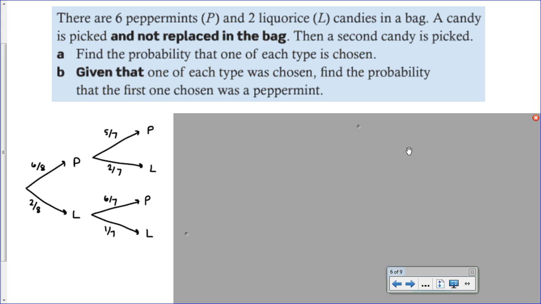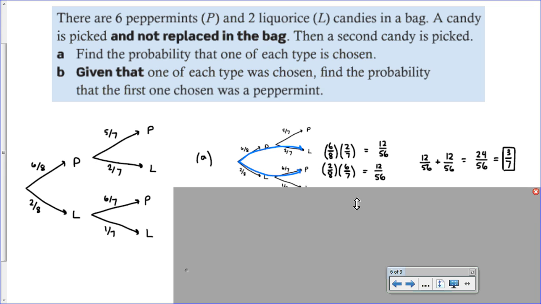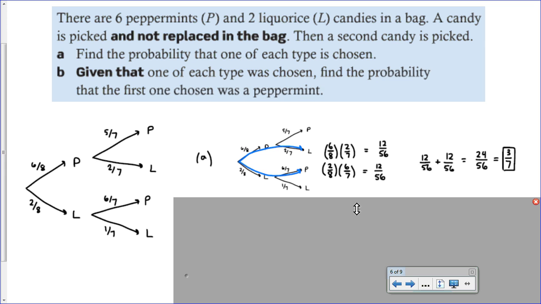So part A, find the probability that one of each type is chosen. So you can think about that as these 2 branches, right? P followed by L, or L followed by P. And multiply along to get to the end of each branch, get 12 out of 56 for each of those paths, and then add the 2 12 out of 56s together to get a 24 over 56 chance, or 3/7 chance, that one of each type would be chosen.